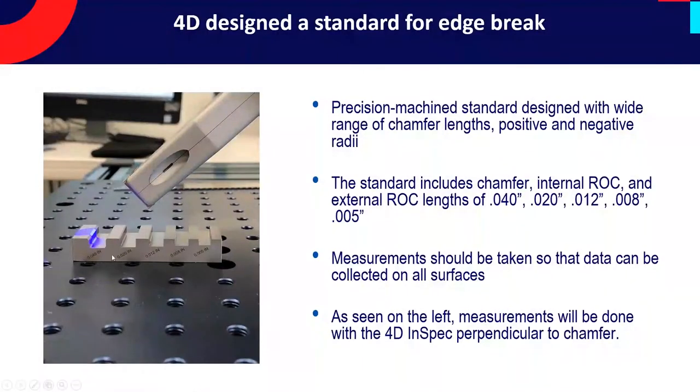So you can see here, one side of our standard is a chamfer. The other side is an external radius and two internal radii right here. Everything in this section is certified for 40 thousandths of an inch, and so on down the line, 20 thousandths, 12 thousandths, and so on. So we took a measurement on our chamfer right here, and we'll go ahead and take a measurement on an external radius and then an internal radius to show you guys what that looks like.